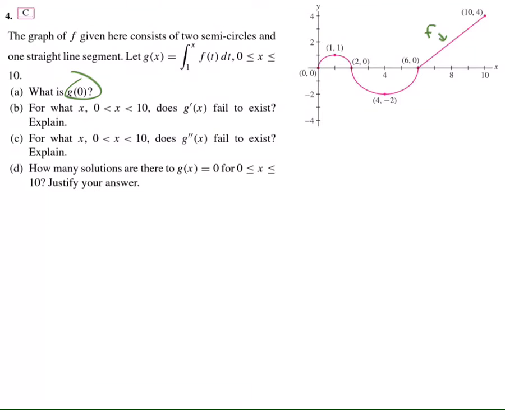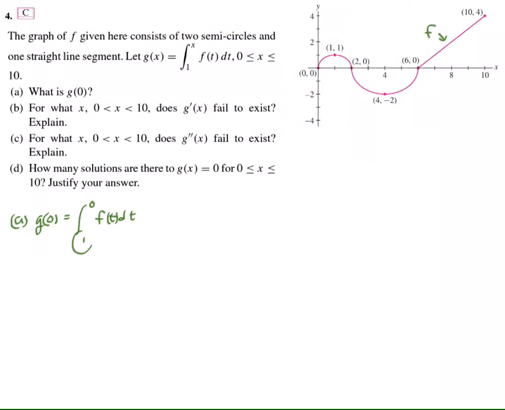You see, what some people would do is they would see, oh, g of 0, then they would look over here at 0 and they say, oh, the answer is 0. No, that is the graph of f. What is g of 0? So to find g of 0, we're going to have to plug it into the integral function. So it looks like this. G of 0 equals the integral from 1 to 0 of f of t dt.